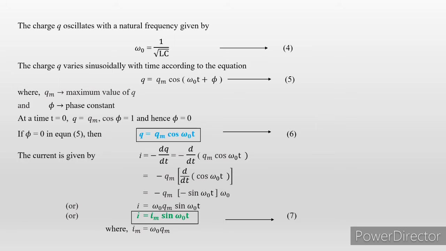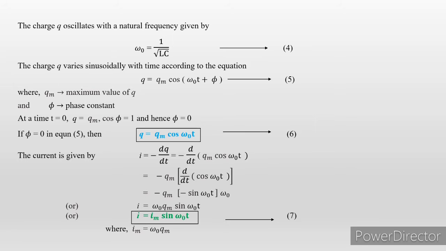At a time t equal to 0, Q is equal to Qm and cos phi is equal to 1 and hence phi equal to 0. If phi equal to 0 in equation 5, then Q equal to Qm cos omega naught into t. This is equation 6. The current is given by I equal to minus of dq by dt, that is equal to minus of d by dt Qm cos omega naught t. The minus sign indicates that the capacitor is now discharging.